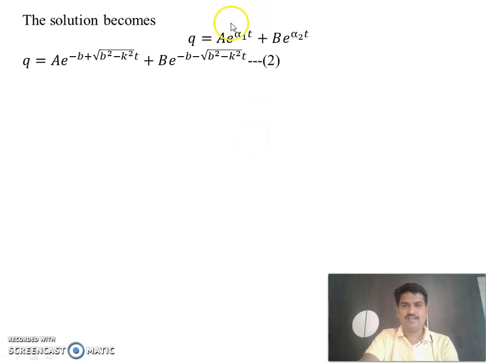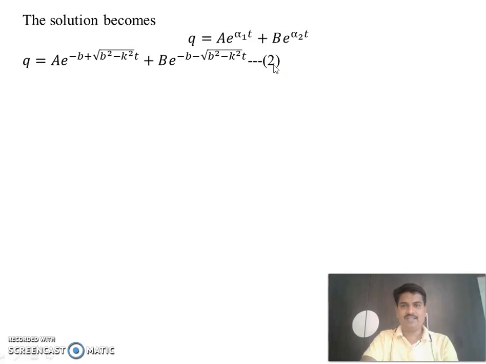I'm getting two alphas, so I have to write A e to the power of alpha 1 t plus B e to the power of alpha 2 t. Because I am getting two alphas, I have to extend this and take some other constant, that is B. Now after writing this general solution of the differential equation, I'll substitute the values of alpha 1 and alpha 2, because I know them. This will be equation 2.